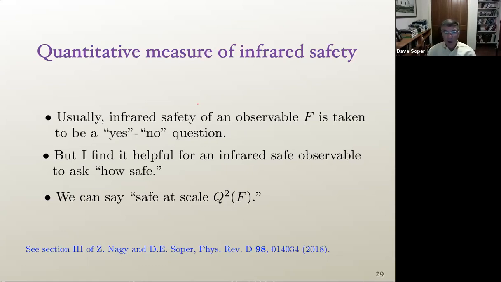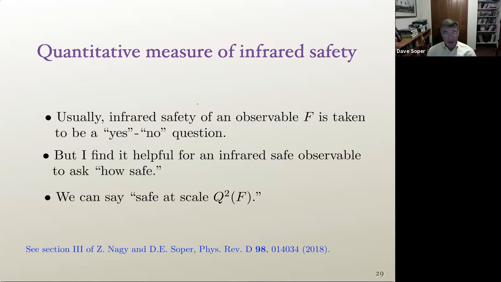I want to talk about a quantitative measure for infrared safety. People don't usually talk about that, but I think it's useful. So one says an observable F is infrared safe or it's not infrared safe. So infrared safety has values yes or no, or 1 or 0. But you can talk about how safe it is. So you can say it's safe at scale Q squared, which depends on F. So what might that mean?